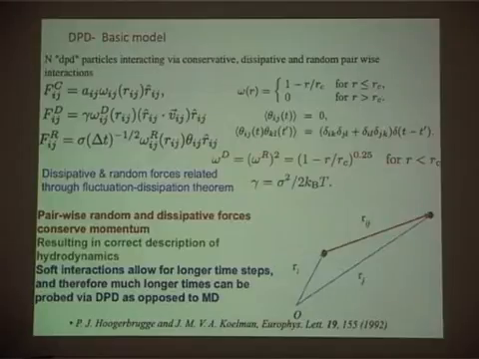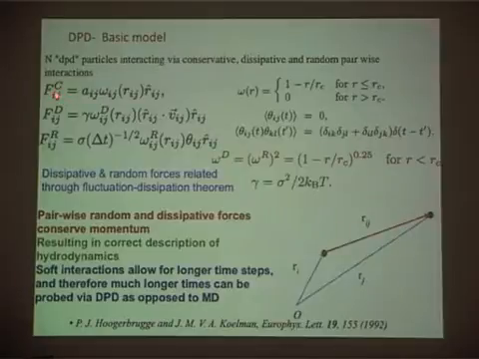So we have N DPD particles. Let's remember that this is a coarse-grained kind of model. So there are N DPD particles, so they are not really atoms or molecules, interacting with dissipative, random pairwise interactions: conservative, dissipative, and random pairwise interactions.